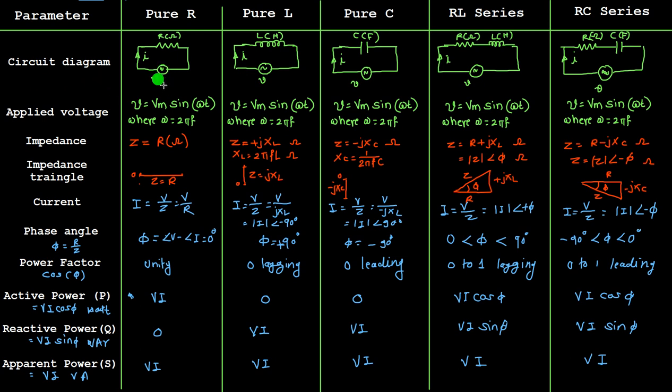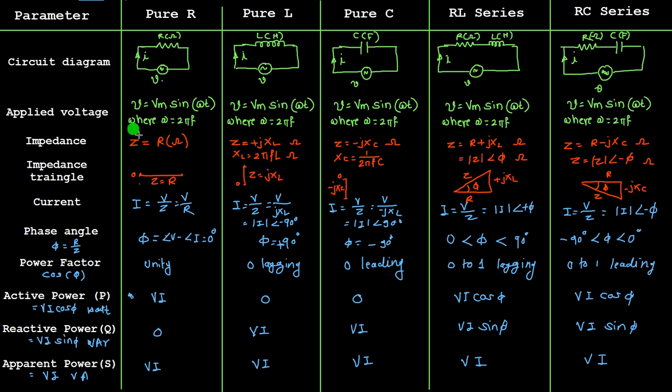So see, the single phase sinusoidal voltage is applied across the pure resistance of R ohm. Here it is a sinusoidal voltage applied across the inductance of L Henry. Here the sinusoidal voltage is applied to the capacitance of C farad, and here the sinusoidal voltage is applied to the series combination of resistance and inductance. Here this sinusoidal voltage is applied across series combination of resistance and capacitance.